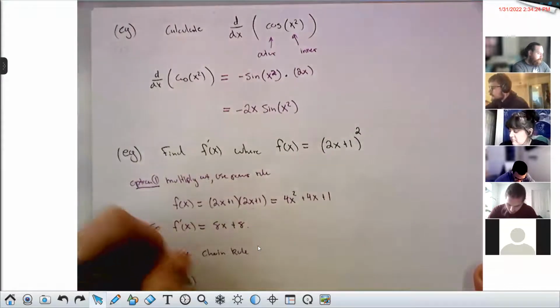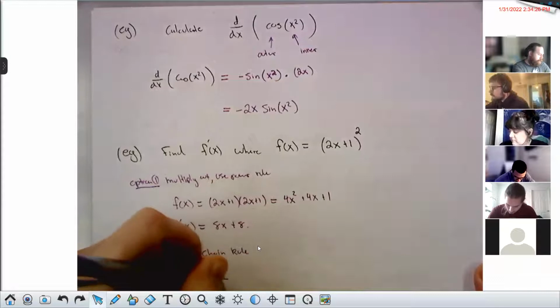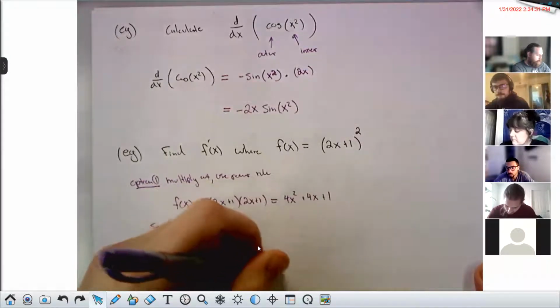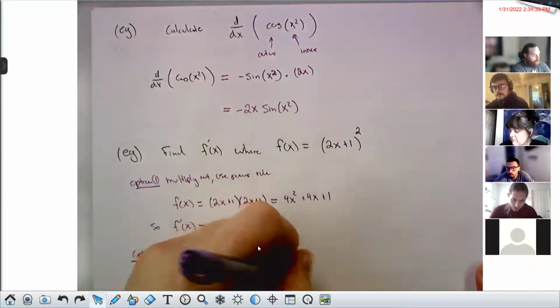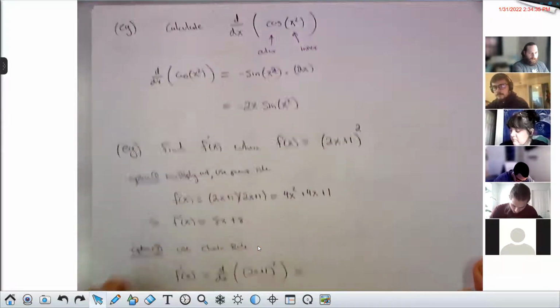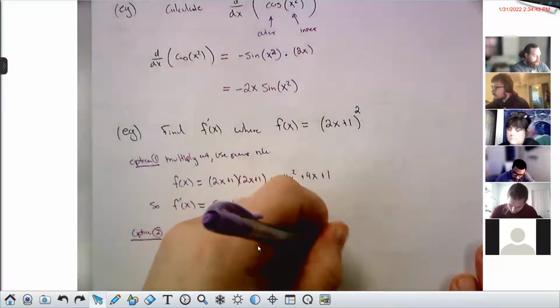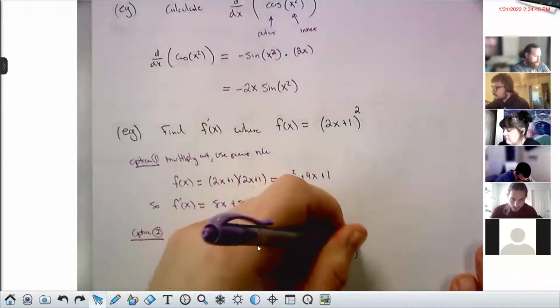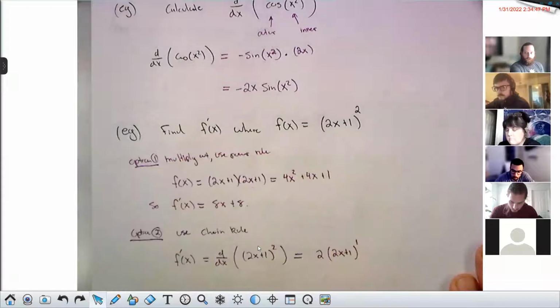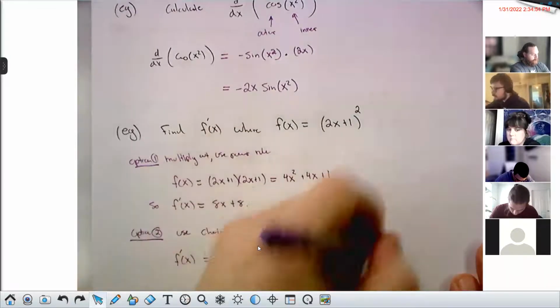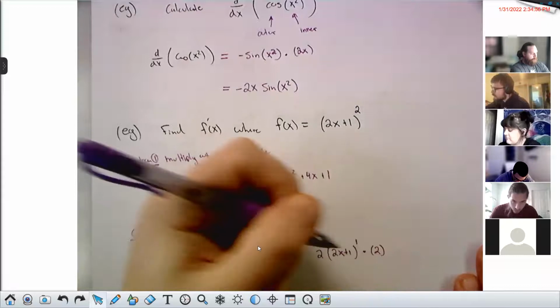So f prime, it would be d dx of 2x plus 1 all squared. And by the chain rule, I would differentiate the outer function, leaving the inside alone, and the outer is the square. So that would be 2 times 2x plus 1 to the 1. There's the derivative of the outer with the inner left alone. And then we would multiply by the derivative of the inner function. The derivative of 2x plus 1 is just 2.